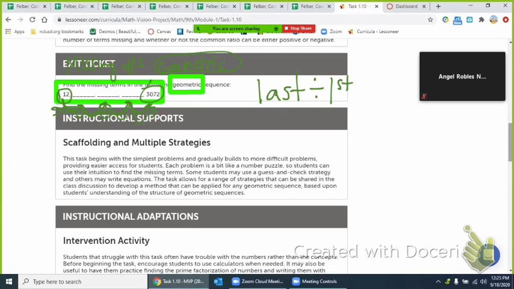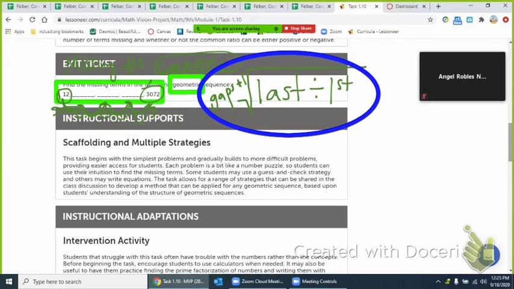Now this is the weird part. Don't freak out, because I'm going to show you how to do this. Then what you do is you take the root, like a square root of the gaps plus 1. Make sure that you write this down. This is our formula for geometric. This is how you find the missing numbers in a geometric sequence.